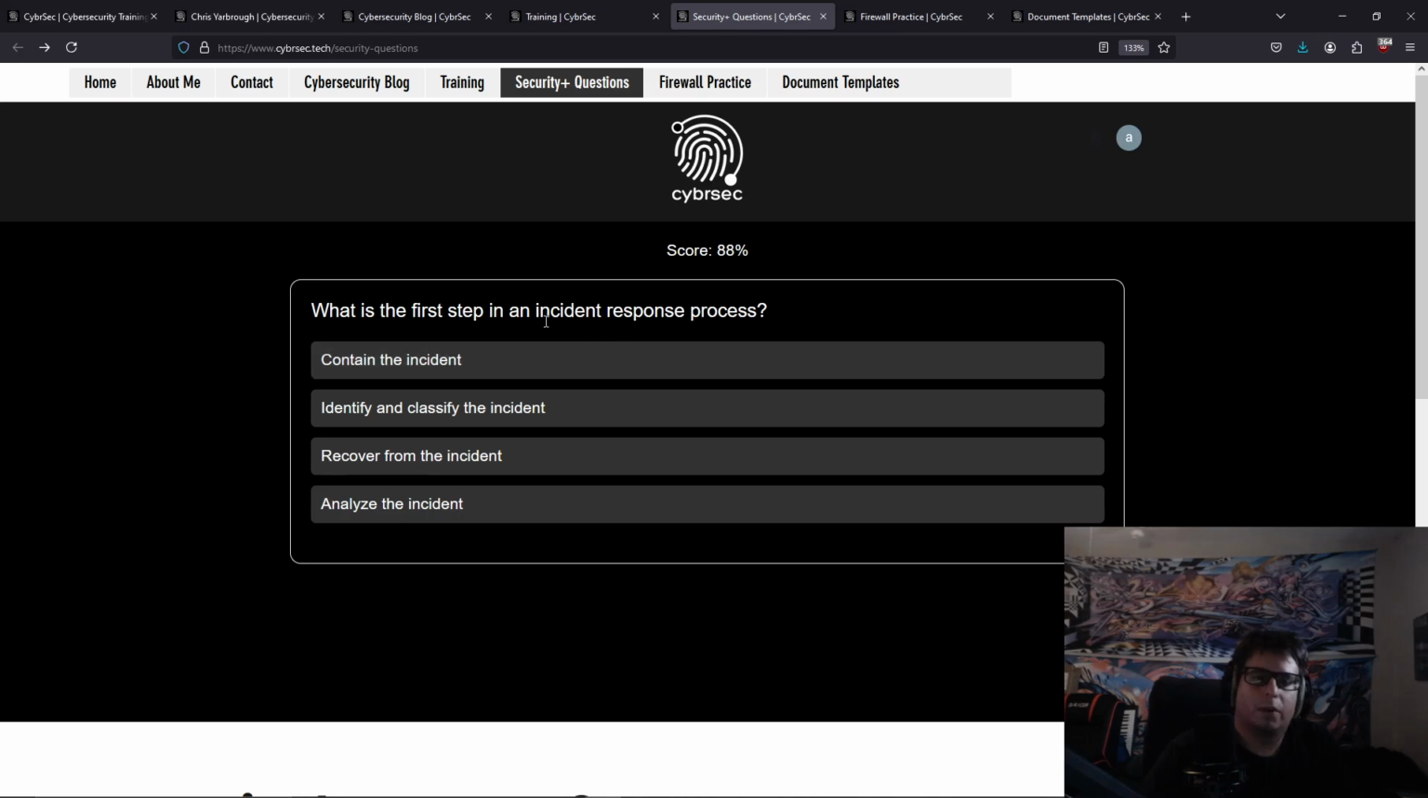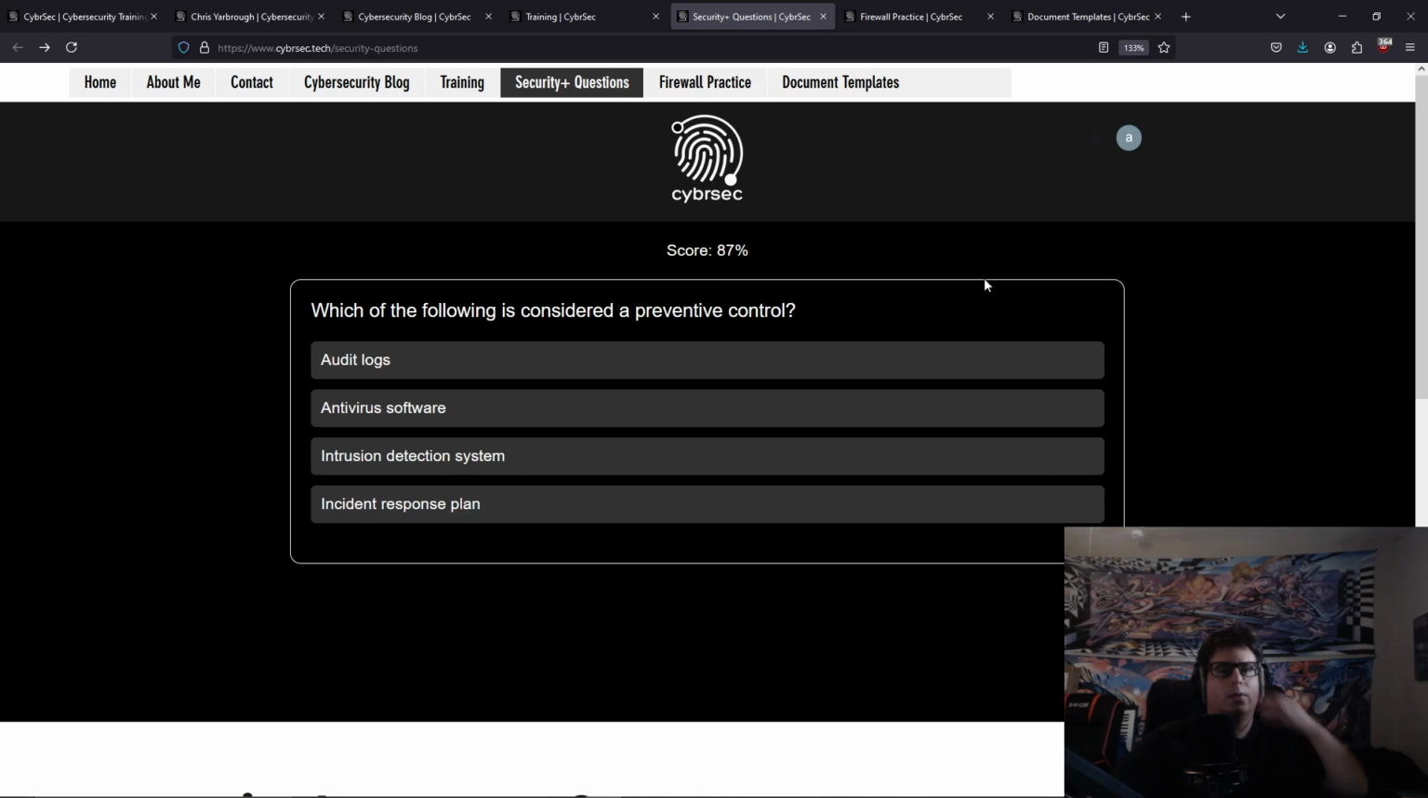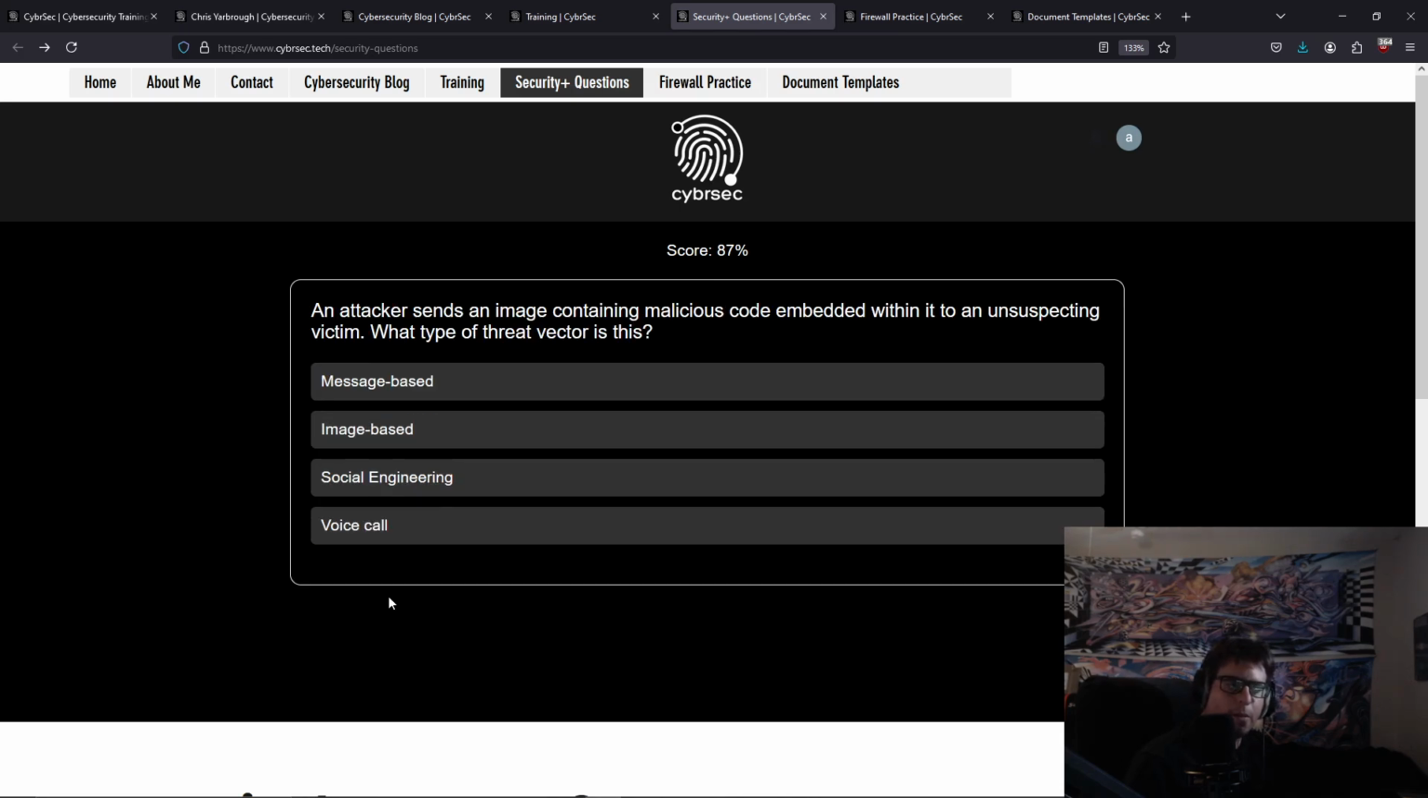Rigged. The first step in incident response is to contain, identify before containing. Okay. Which of the following is considered a preventive control? Preventive. Antivirus software. Yes. An attacker sends an image containing malicious code. What type of threat vector is this image based?